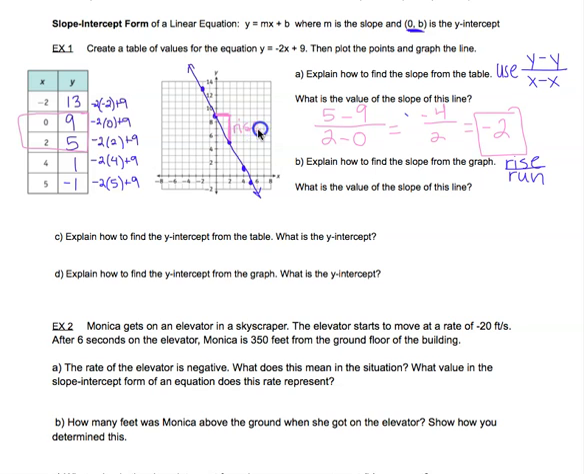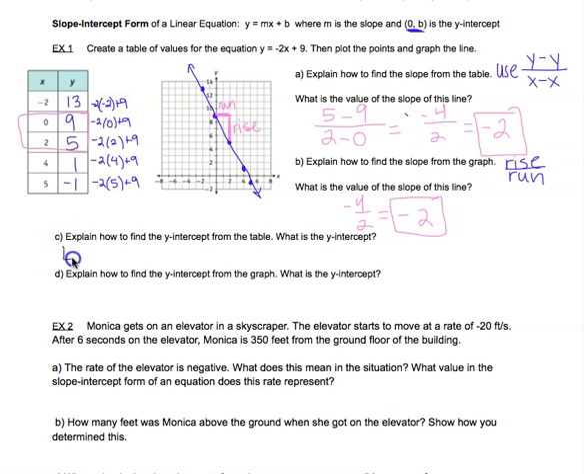This is my rise. And since I moved down, I know it should be negative. So negative 1, 2, 3, 4. My run is 1, 2, which again gives me that exact same slope, which I should know because slope is constant. All right, next, explain how to find the y-intercept from the table.